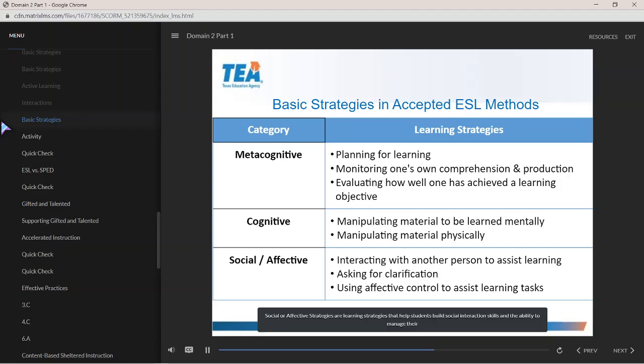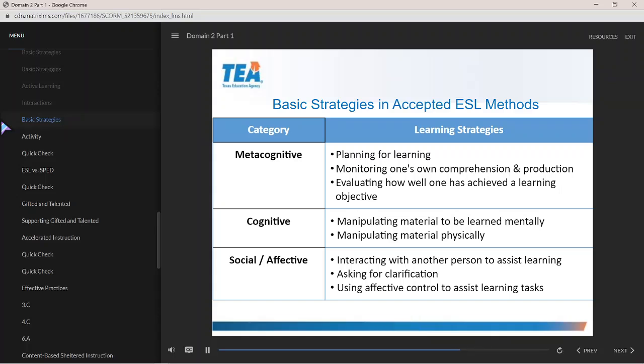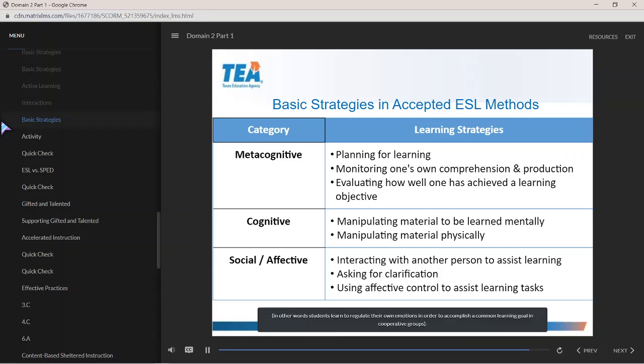Social or affective strategies are learning strategies that help students build social interaction skills and the ability to manage their own emotions. Consider how this is related to active learning and interaction strategies that require collaboration between students. Examples of social or affective strategies may include interacting with another person to assist learning, asking for clarification, and using affective control to assist learning tasks. In other words, students learn to regulate their own emotions in order to accomplish a common learning goal in cooperative groups.